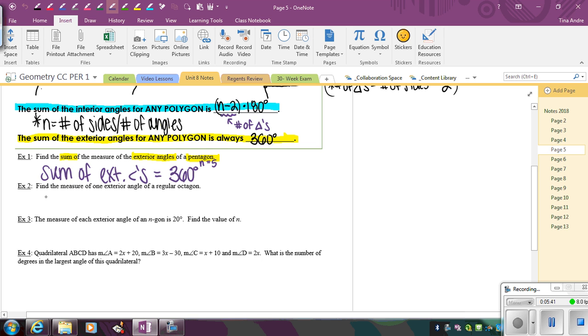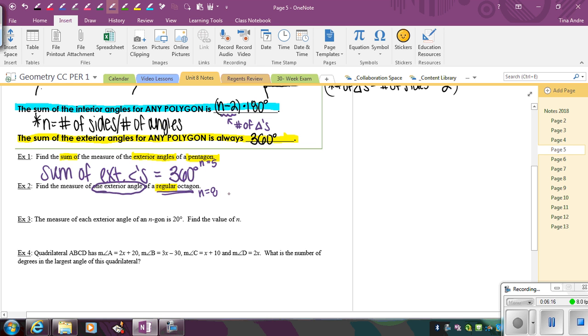If you're trying to do example two, where it says find one exterior angle of a regular octagon, well, now we know that all of the exterior angles have to add up to 360, but we're trying to find one of the angles. Remember that an octagon has eight sides. The important word here is that this is regular. What that means is all sides and all angles are equal. If it didn't say regular, you wouldn't be able to do this question, because we have to know that everything's equal to be able to solve for this.